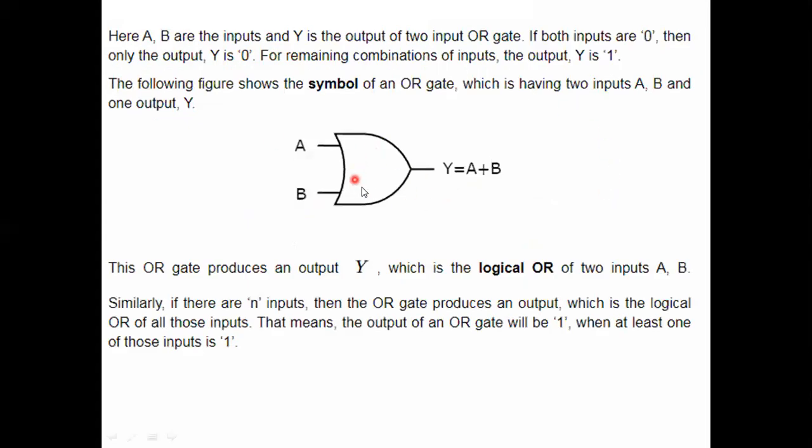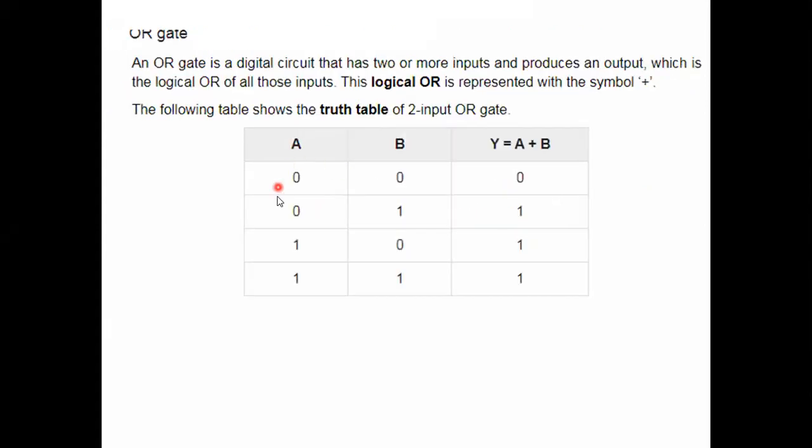So this is the symbol for the OR gate. This is the symbol for the logical OR gate. Two inputs A and B. Y is equal to A plus B. This is the expression for logical OR. This is the logical OR gate and the truth table. For each logic gate, you must remember the logical symbol and the truth table. Compulsory. You learn these two for each logic gate, symbol and truth table.